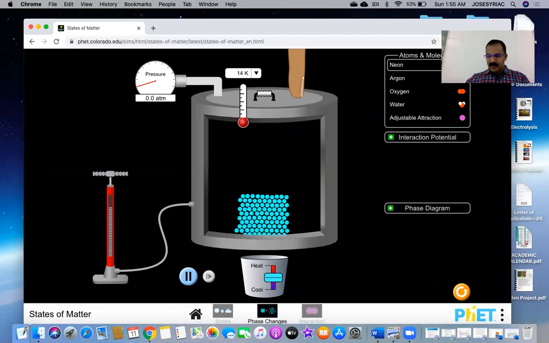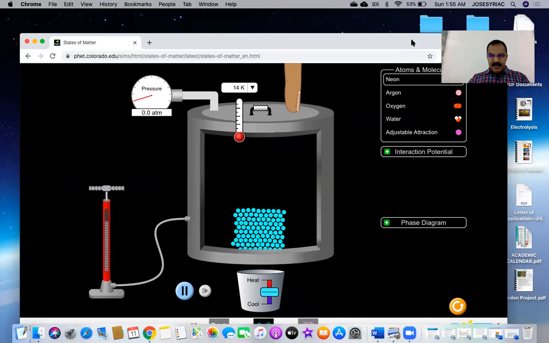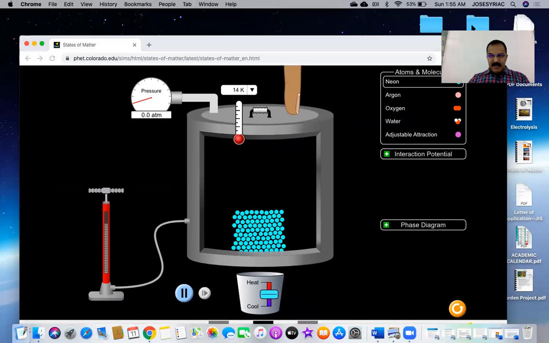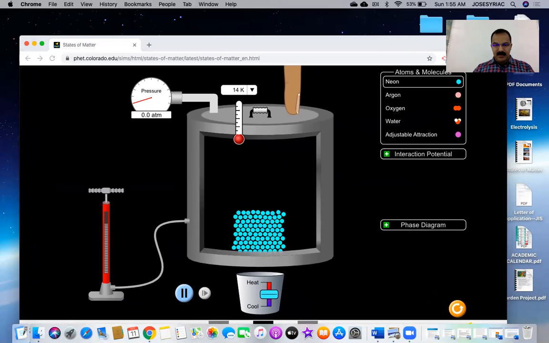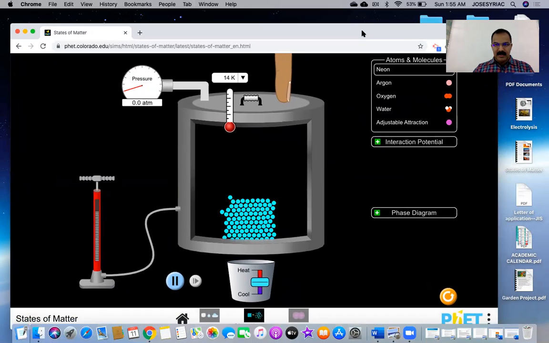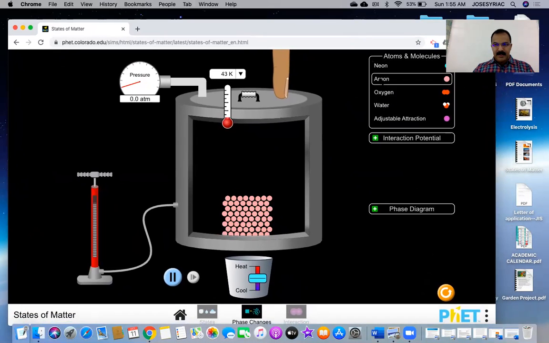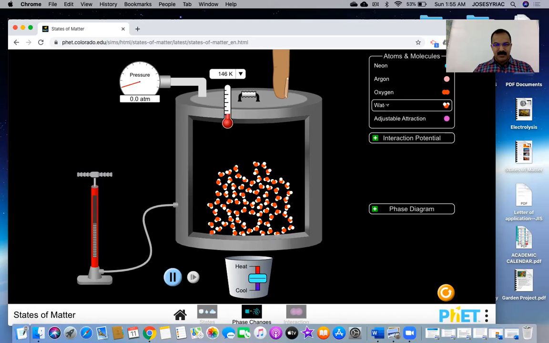This simulation shows the interconversion of states of matter. These are the parameters. You can clearly see the atoms and molecules. What atom is displayed here? At the moment we have selected neon. Then there could be argon, oxygen. You can see the differences. Neon and argon are noble gases, so a molecule means it's a single atom. When it comes to water, the molecules are 3 atoms together.